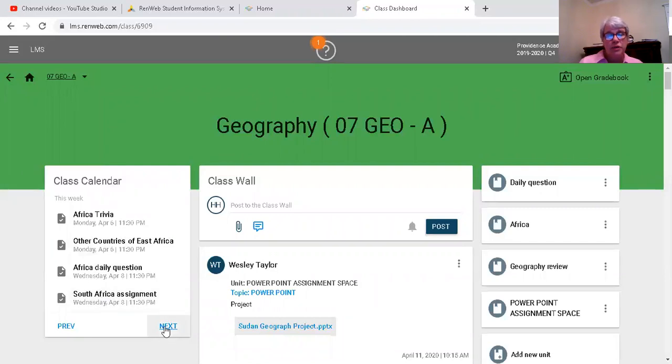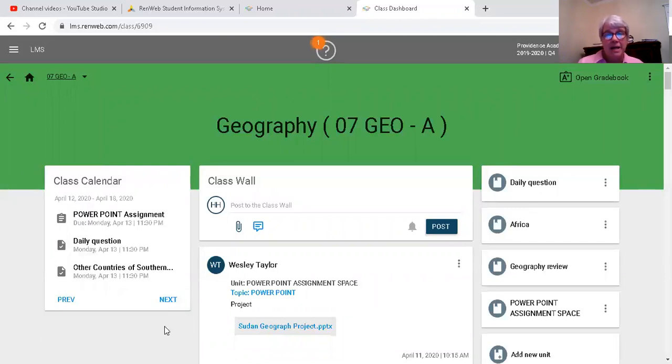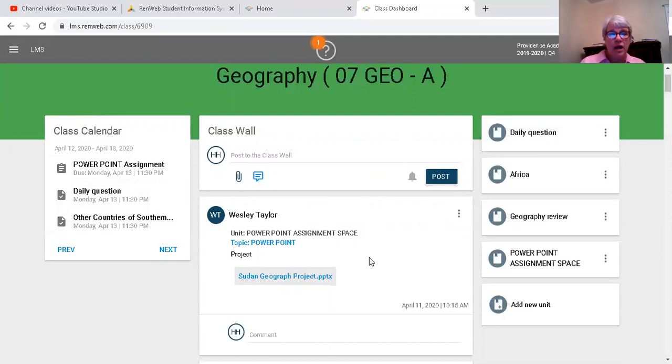So if we scroll to next, which will be Monday, you've got three things. Your PowerPoint is due today, your daily question is due today, and then we also have a reading handout and a few questions that go with that reading handout. Now, if you look here, I'm going to use Wesley as an example. Thank you, Wesley. I've had a few other students do this. You're not alone, but I actually appreciate that I have an example to show you.